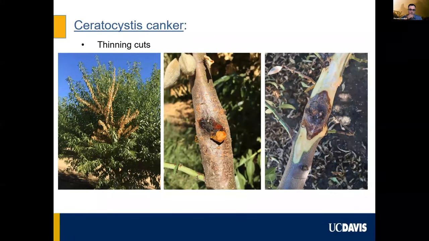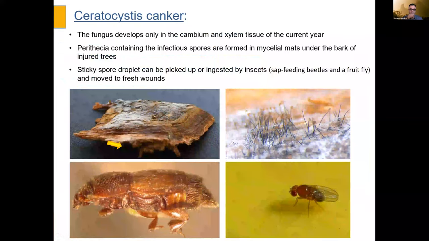And a more rare and unique expression of this disease is that the pathogen will infect thinning cuts, leading to a dieback that can easily be confused with Verticillium wilt. However, with Ceratocystis canker infection, you will notice this gumball at the thinning cut, as well as, once you remove the bark, these diamond-shaped canker infections.